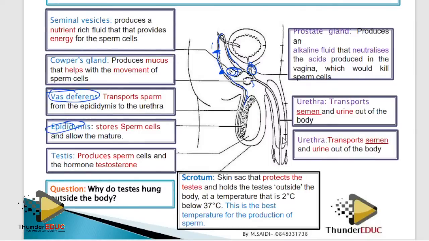Please, if you are coming from the penis side, the first gland is the Cowper's gland, the second gland is the prostate gland, and then the last gland is the seminal vesicle. That's how you can identify it. So I think I'm done with that. Please don't make mistakes when it comes to that. Okay, let's go to the next one.